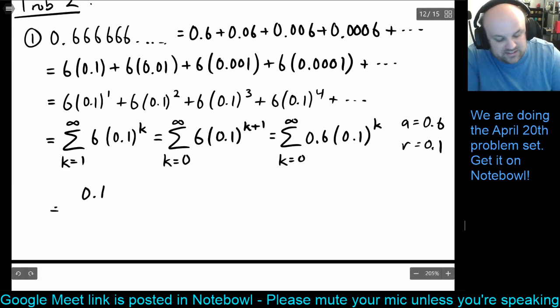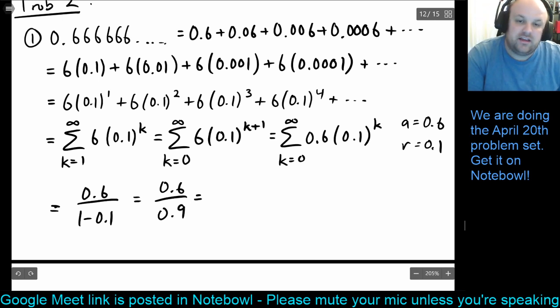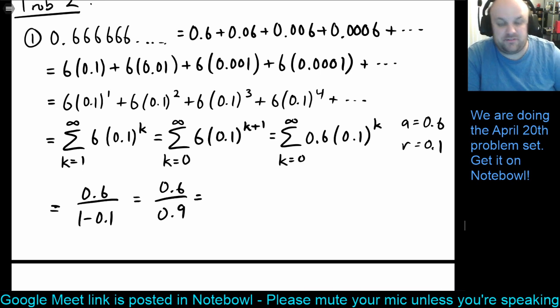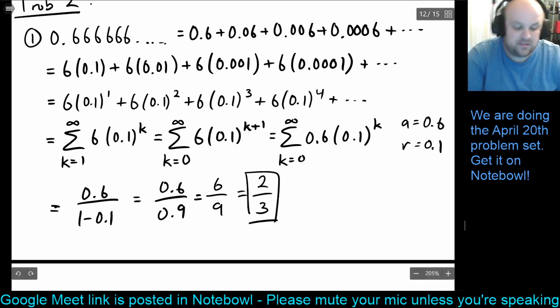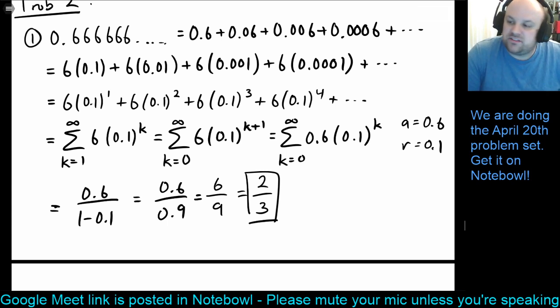And I have 0.6 over 1 minus 0.1. So that's 0.6 over 0.9. I'll let you do whatever you want to simplify this. A good idea would be to get rid of all the decimals, so multiply the top and bottom by 10. Once all the decimals are gone, you can simplify that, and here you'll see 2/3. So this is how you go about showing something like this is a fraction. You just turn it into a geometric series and go from there.